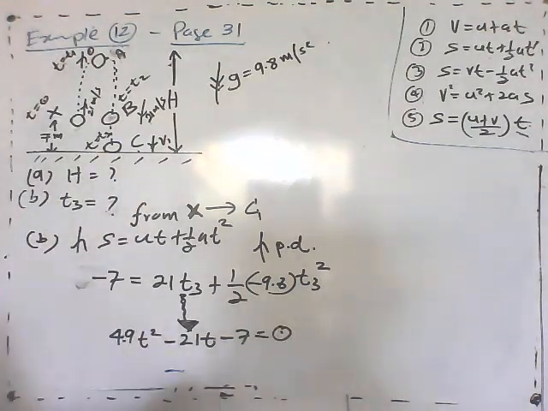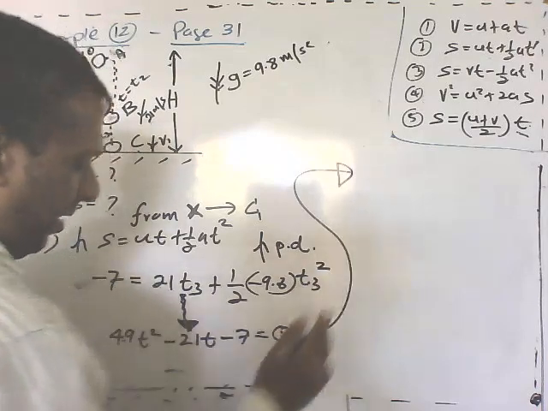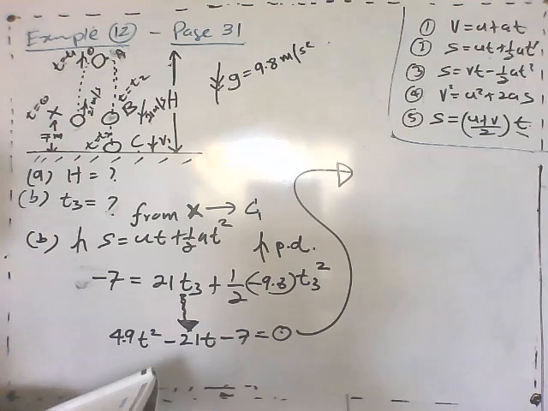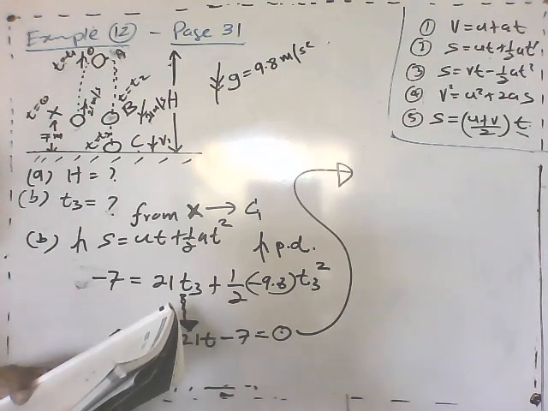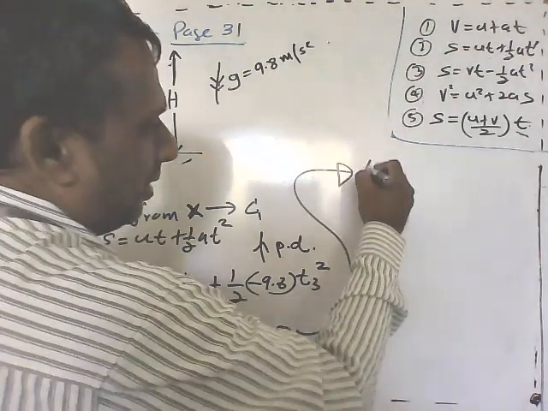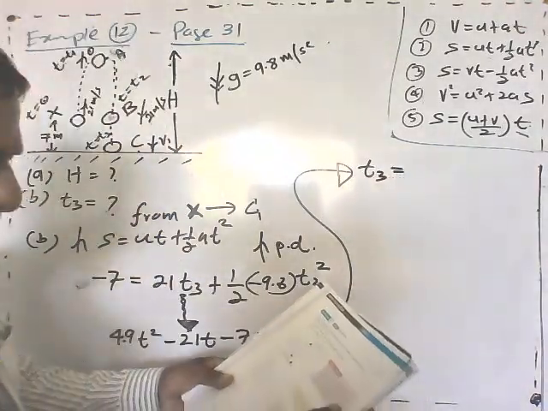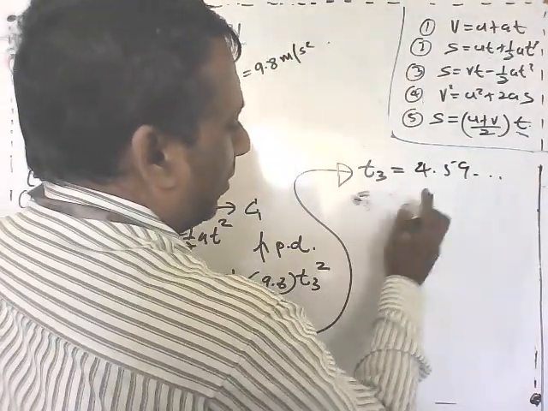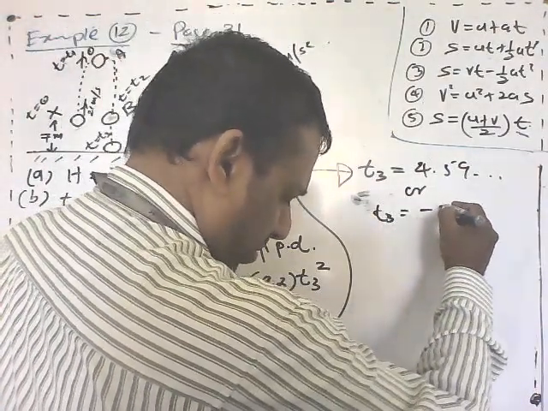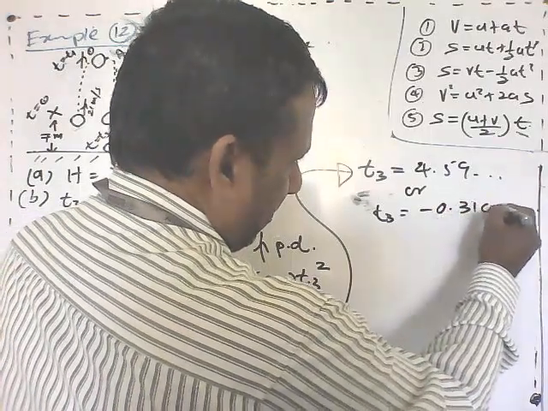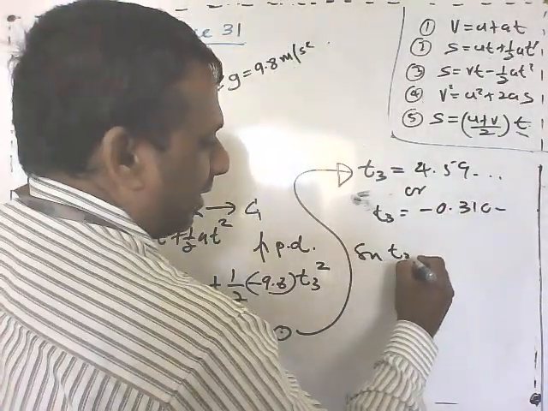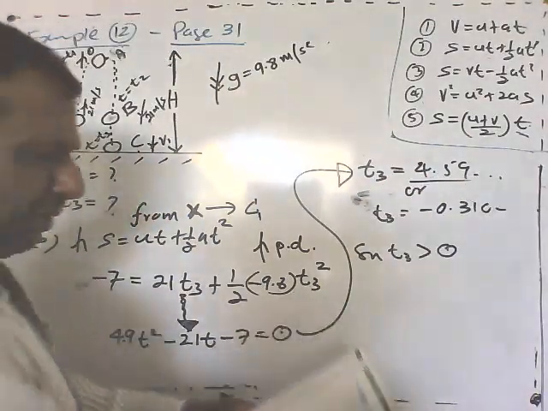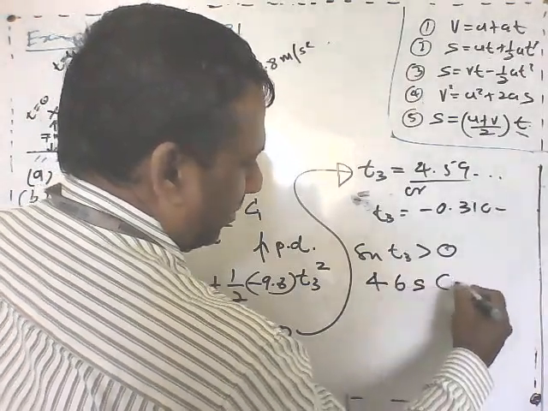And for this one, two answers are given. I don't think we get factors, so use the formula or put it into the calculator and get the answers. You will get two answers: t3 is equal to 4.59 something, or t3 is equal to minus 0.310 something. Since t3 is greater than 0, you have to take the positive answer. So it becomes 4.6 seconds to 2 significant figures.